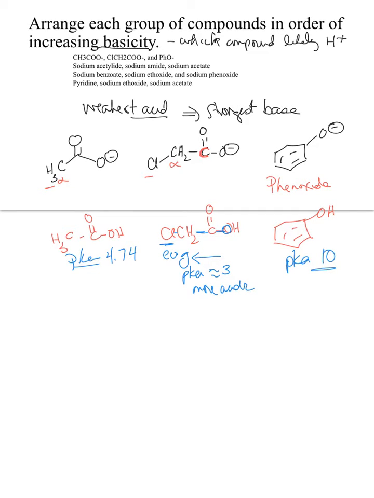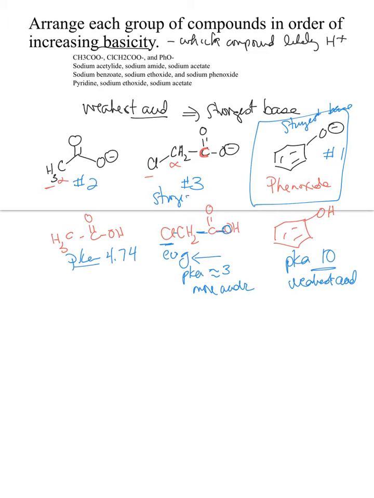So which one is your weakest acid? Your weakest acid would be here. This is your weakest acid. And so your strongest base then would be the phenoxide. Okay, so this is going to be your strongest base, number 1. And then this would be number 2. And then this would be number 3. This is your strongest acid. Okay, so therefore it's going to be your weakest base.